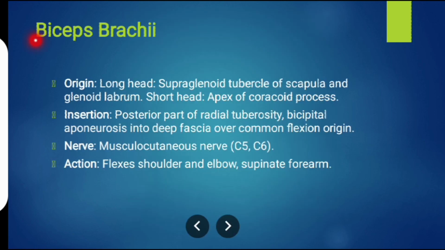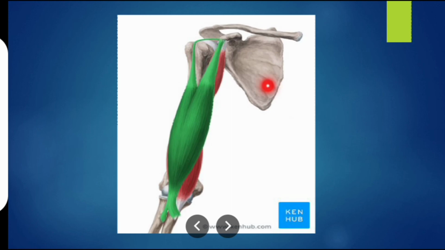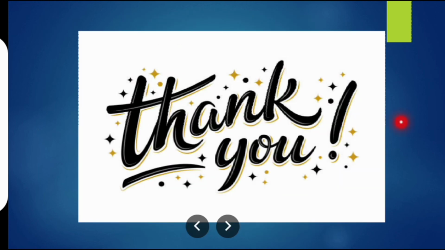Then the second supinator muscle is biceps brachii muscle that we have already discussed above in this video. The muscle in green is biceps brachii muscle.